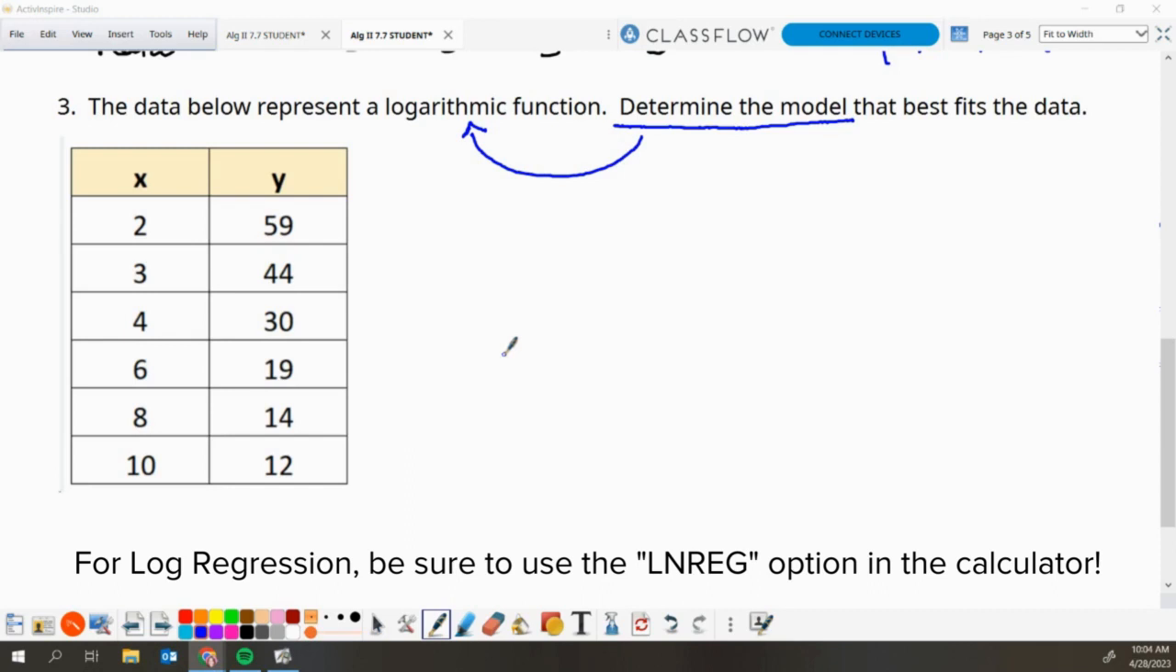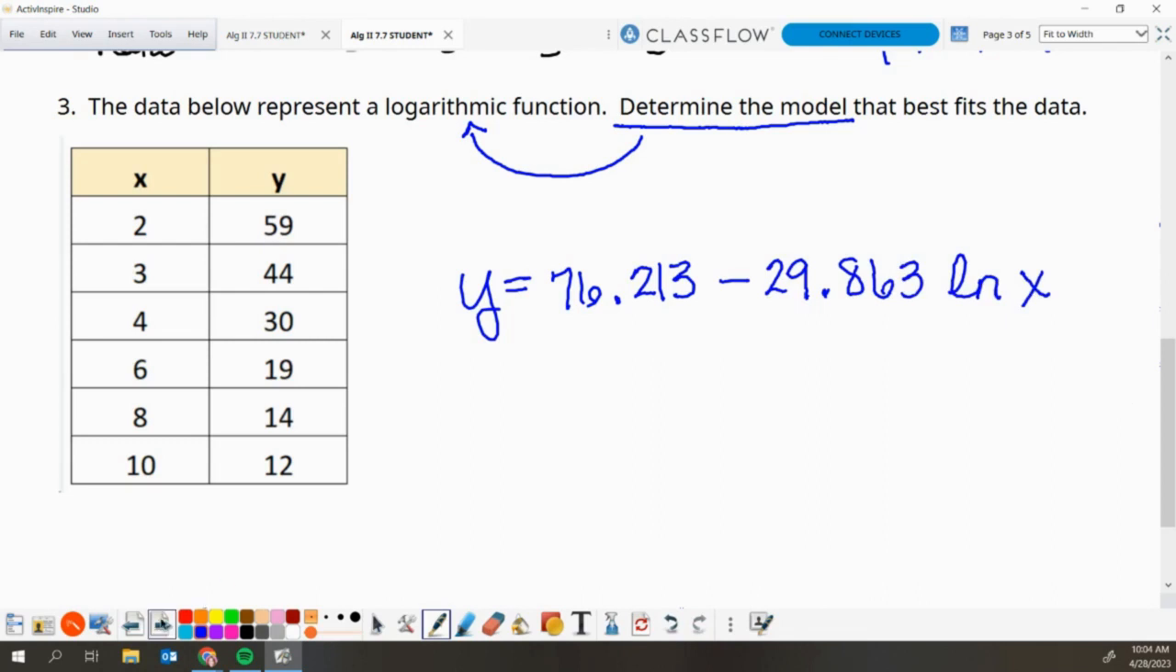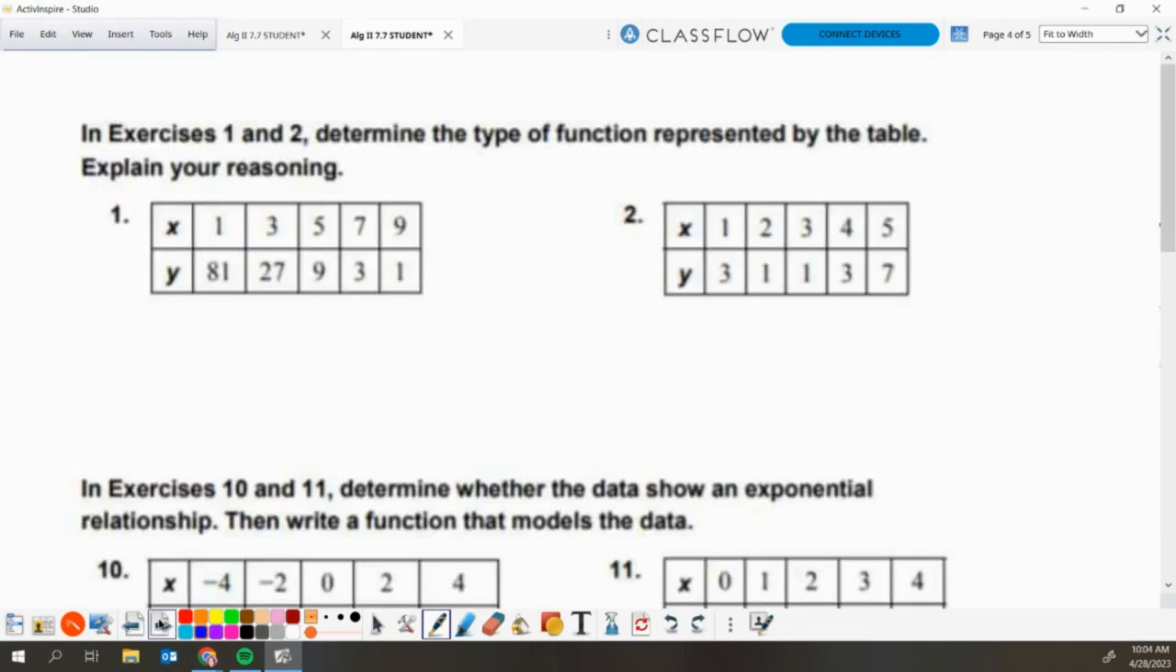All right, if we have gone through the process of doing the logarithmic equation, what you should have gotten is y equals 76.213 minus 29.863, and then we have ln of x back behind it. So pretty much page 3 is going to be a repeat of everything we just did. Steps 1 and 2 up here say determine the type of function. That's where you're going to do a first difference, second difference, or common ratio. So that's what you would do on these two.